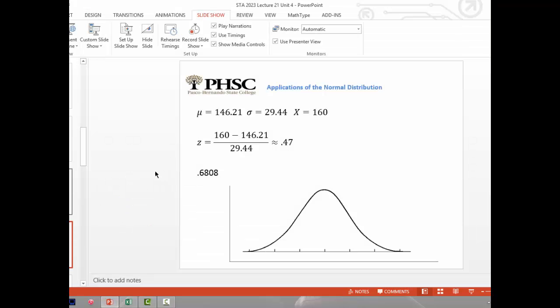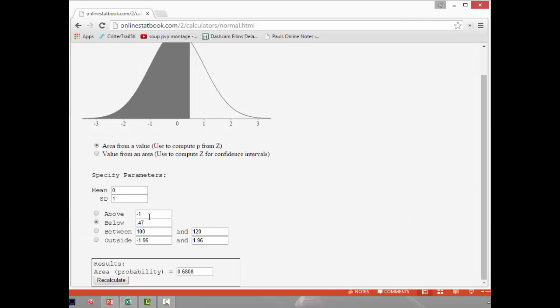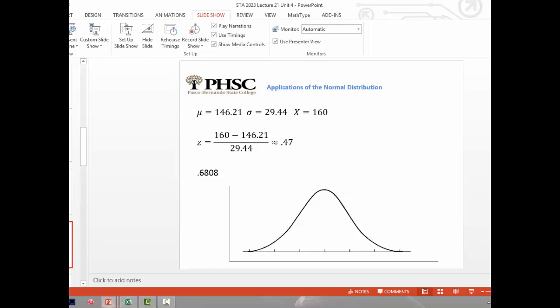Now, if I go back and use the information that I have here, I can actually do it without having to transform it. So this becomes 146.21. This becomes 29.44. And I'm looking for spending below 160. And I get the same information, which is 0.6803. So either method will get you the answer that you're looking for.